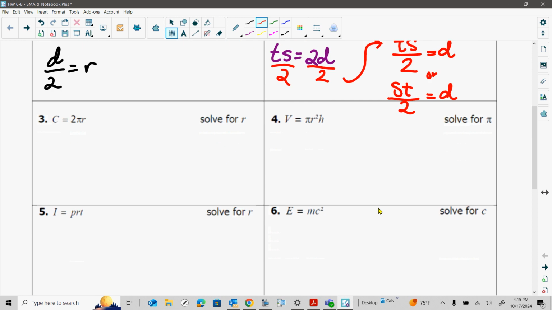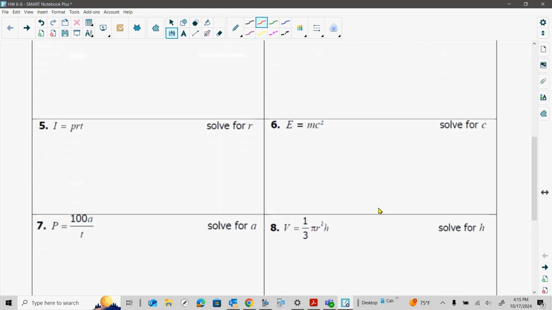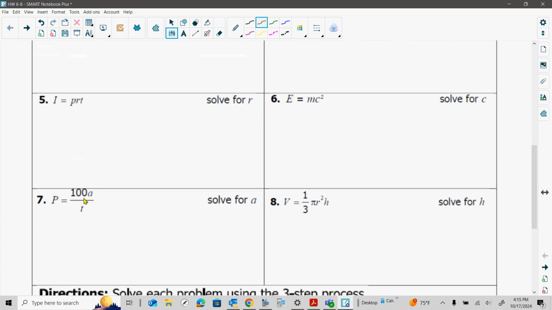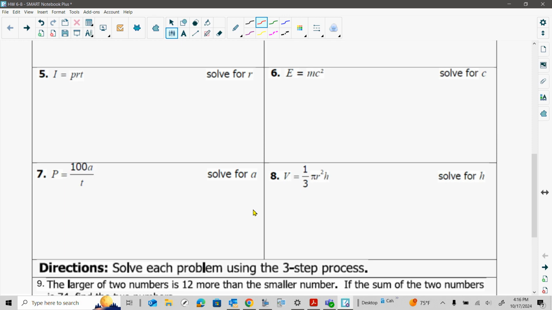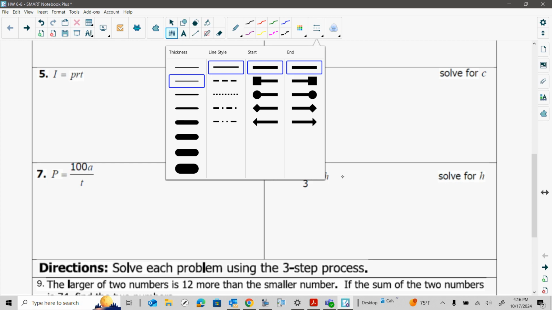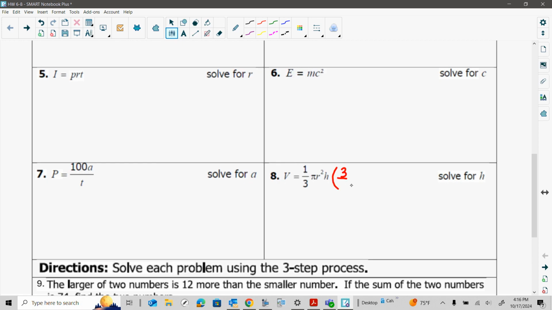So the rest is dealing with multiplication, do the inverse. Then we have another division right here, number 7. And then 8, it's dealing with whenever we have a fraction, that 1/3, we need to undo that fraction. To undo that first, you would have to multiply by the reciprocal on both sides. So when I do that, our fractions here get canceled. This now becomes 3v equals pi r squared h.